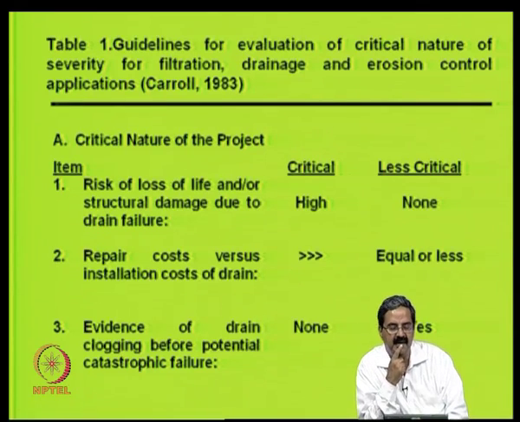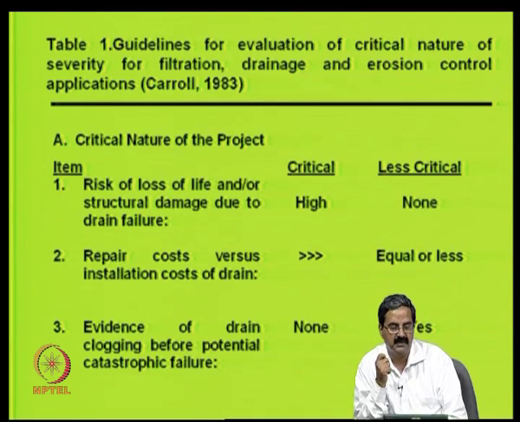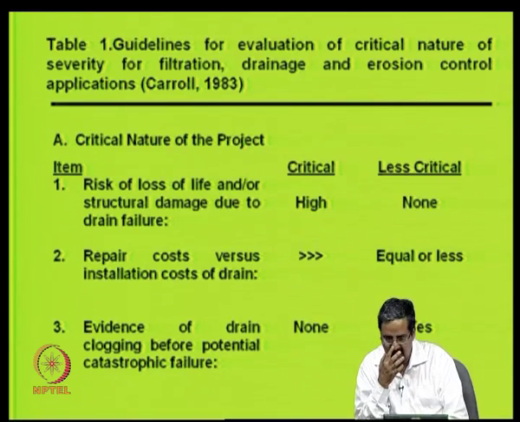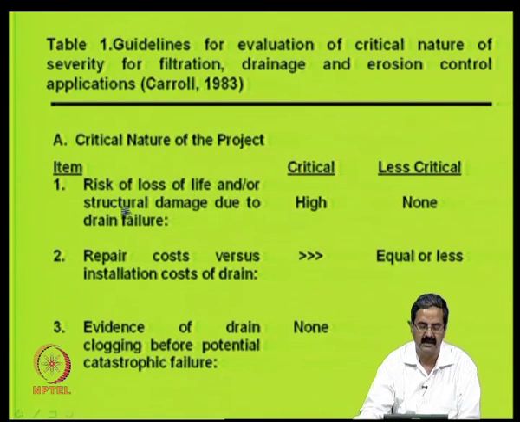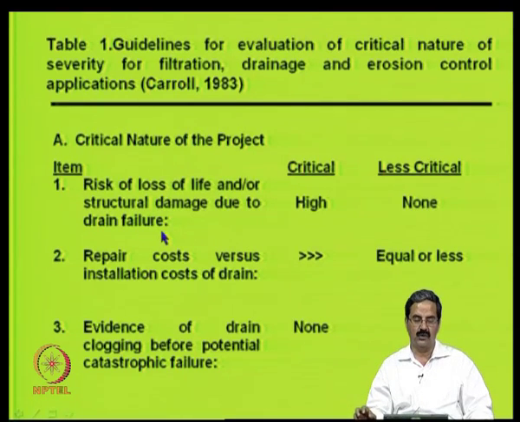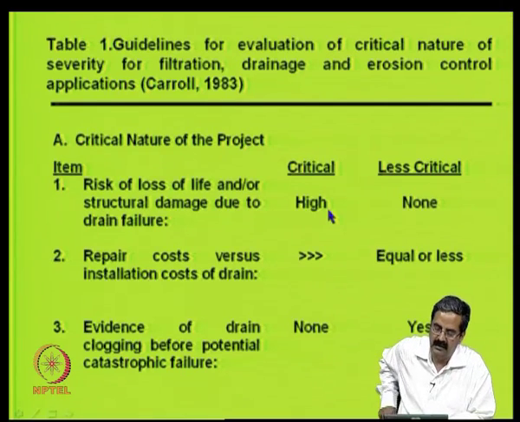And one should also understand the critical nature of these problems. Particularly, one should design the systems accordingly, because unless you understand the criticality of the projects, say for example irrigation projects, then it is very serious. So there is a need to understand to what extent it is important. Say for example here, the critical nature of the project: risk of life and structural damage due to drain failure. Say the drainage is not good, and there is poor pressure development and all those things, then the requirements are going to be very high. Criticality is very important, right.